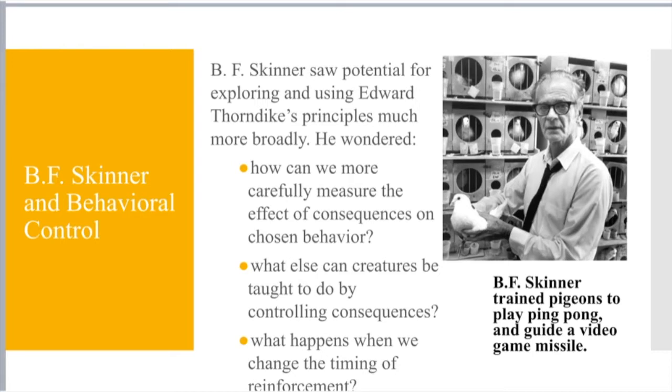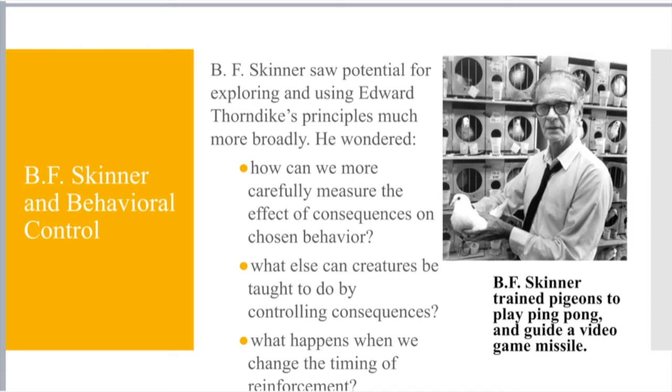He asked questions like, how can we more carefully measure the effect of consequences on chosen behavior, right? So positive and negative consequences, punishments and rewards. What else can creatures be taught to do by controlling consequences? What happens when we change the timing of reinforcement? If these cats didn't get their freedom immediately following solving the puzzle, would they associate freedom with solving the puzzle? Does that change things?